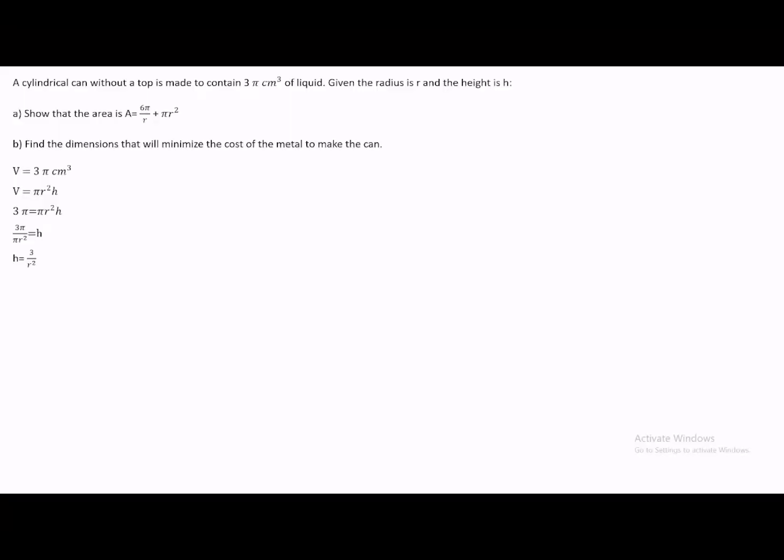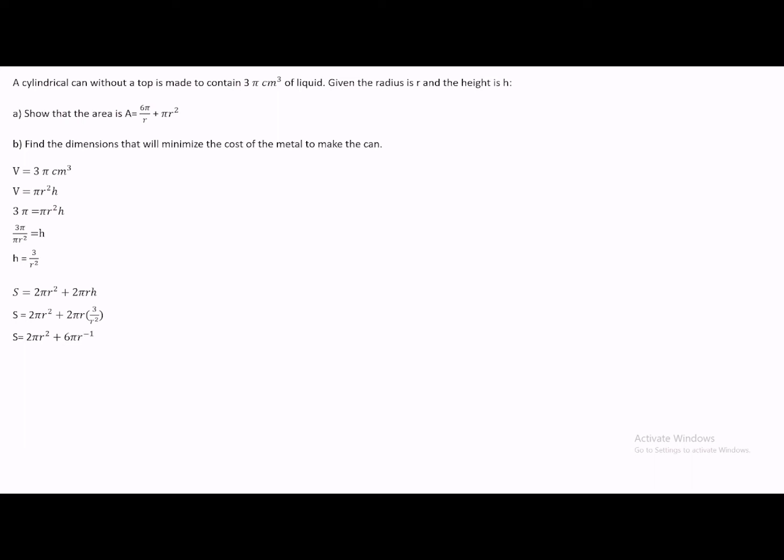Assalamualaikum warahmatullahi wabarakatuh. I'm going to continue for question 3b. The question asks, find the dimension that will minimize the cost of the metal to make the can. From the question, we know that we're going to apply the formula of surface area, which is S equals 2 pi r square plus 2 pi r h. First, we substitute the value of h into the formula and do multiplication until we get S equals 2 pi r square plus 6 pi r to the power of negative 1.